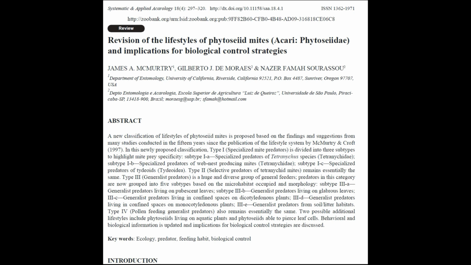3C, generalist predators living in confined spaces on dicotyledonous plants. And 3D, which are predators living in confined monocotyledonous plants. And 3E, generalist predators from soil and litter habitats. And finally we have Type 4, which are the pollen-feeding generalist predators. And this also remains essentially the same. Two possible additional lifestyles include phytoseiids living on aquatic plants and phytoseiids able to pierce leaf cells. Behavioral and biological information is updated and implications for biological control strategies are discussed.